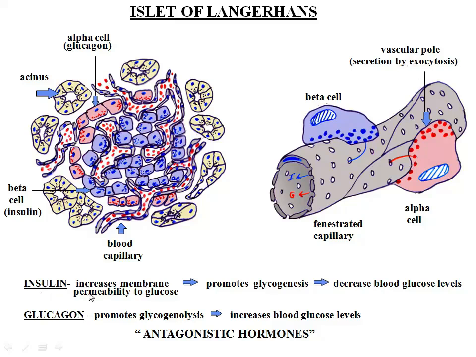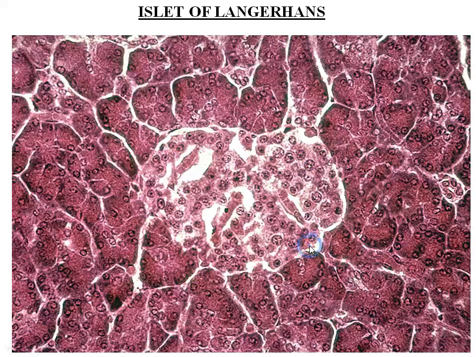Okay, so insulin increases the membrane permeability to glucose. I think this is a physiology point. What is the role of insulin? It increases the absorption of glucose, promotes glycogenesis, and decreases blood glucose level. It withdraws all the sugar present in the blood, and glucagon promotes glycogenolysis. It increases the blood glucose level. These two hormones are antagonistic hormones. If there is a secretion of glucagon, there is a lesser secretion of insulin. If there is a lesser secretion of insulin, there is a greater secretion of glucagon. That is what antagonistic means.